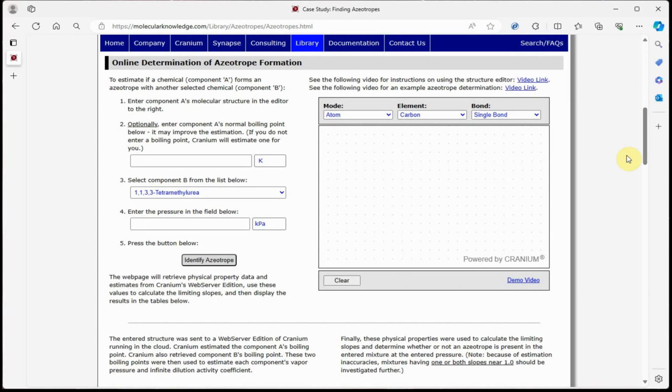You can use the web application to determine if a new chemical forms an azeotrope with a second common chemical. As the first step, enter the new chemical's molecular structure in the MKS structure editor. We will call this chemical component A. For example, we enter the molecular structure of cyclohexane. First, we enter cyclohexane's atoms, and then we bond these atoms together with single bonds.